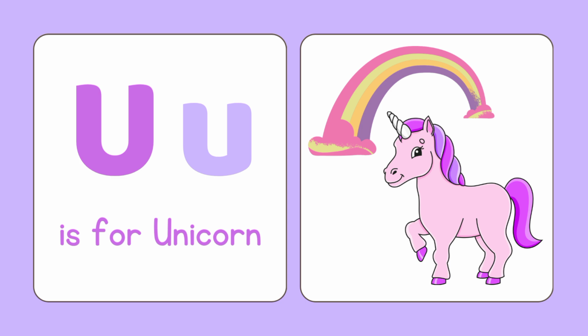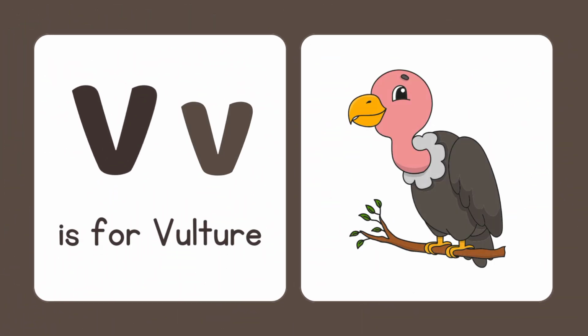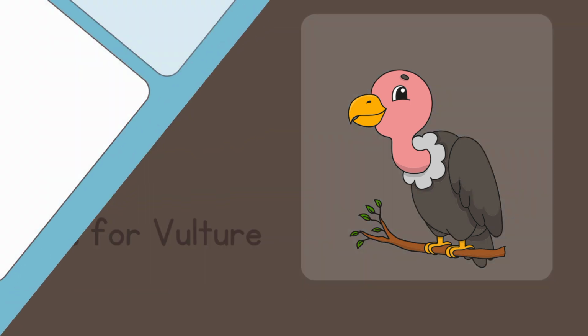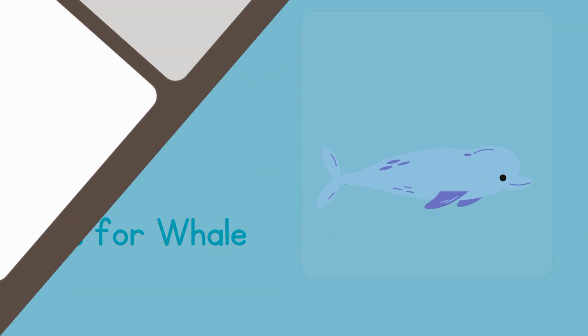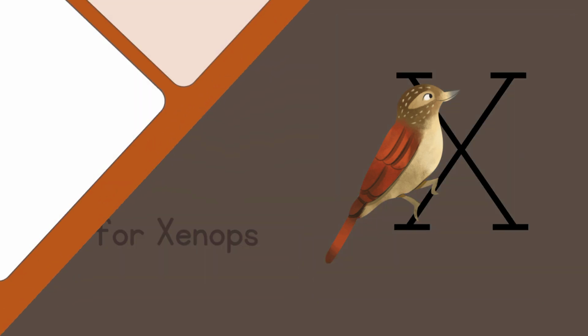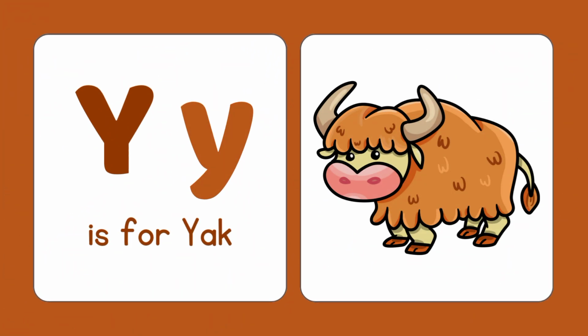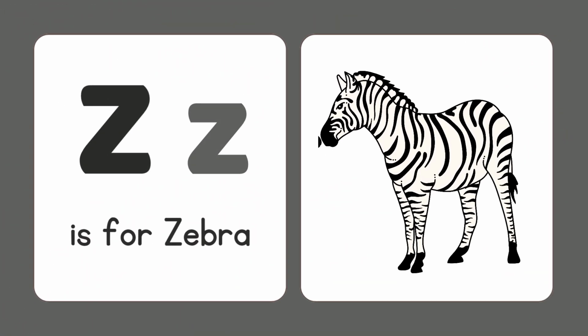U is for unicorn. V is for vulture. W is for whale. X is for xenops. Y is for yak. Z is for zebra.